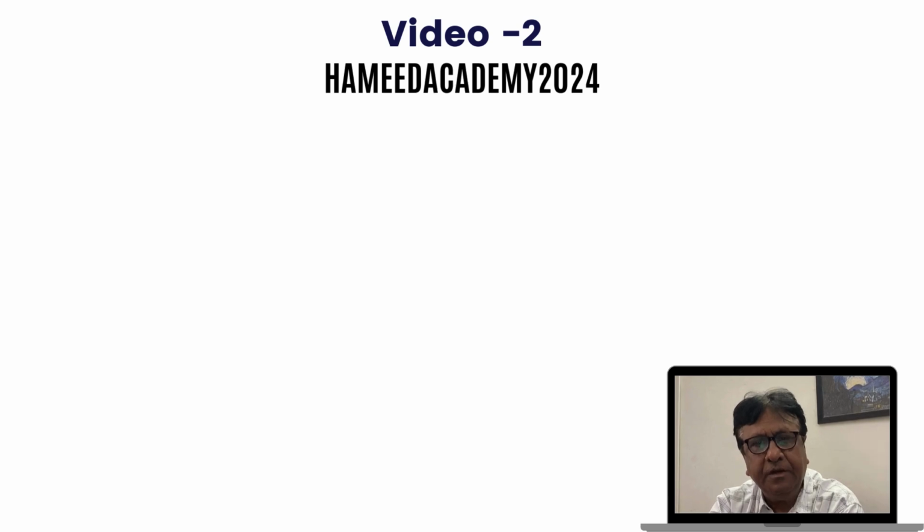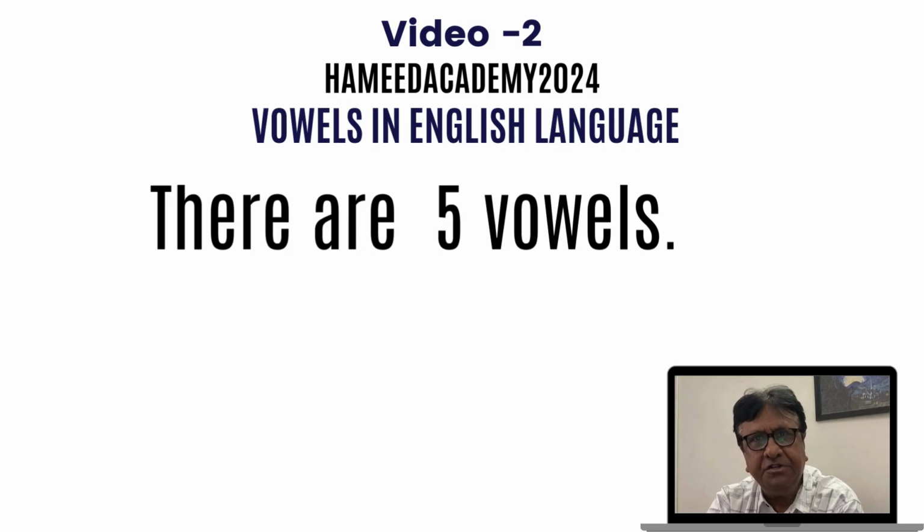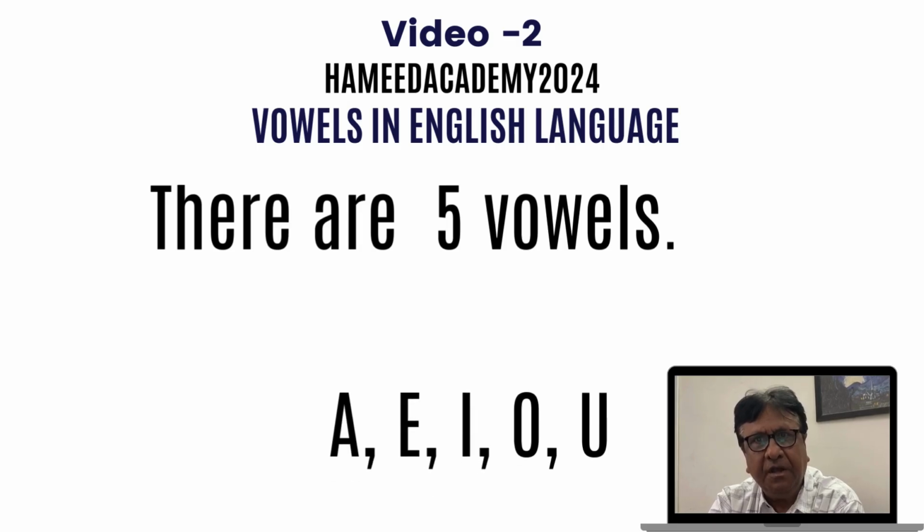Coming to the second topic, vowels in English language. There are 5 vowels in English language. These are A, E, I, O, U.